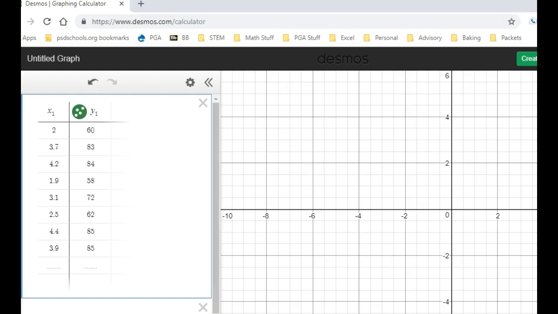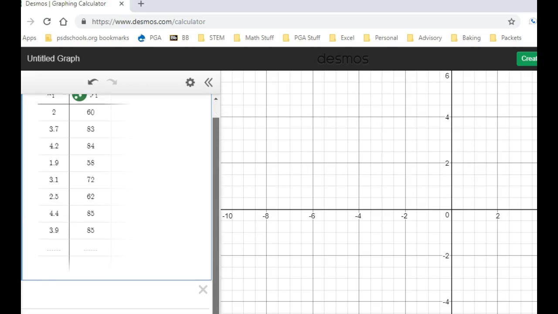So when I'm doing this linear regression, the first thing I want to do is make a table. So up here in Desmos, you'll see that you can add something. So you'll click on this and you'll add a table. And that's what I did here. So I add in all of my data, my x values and my y values.